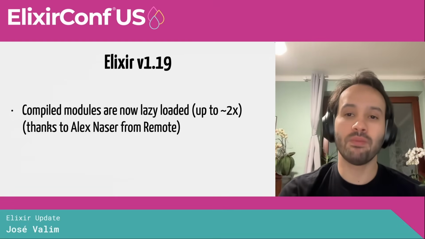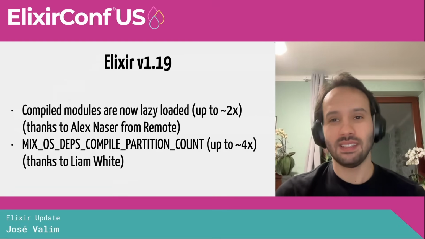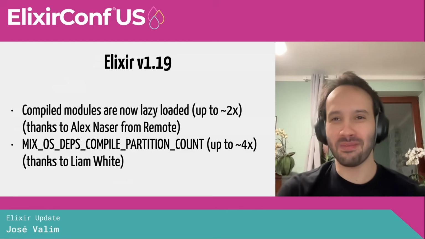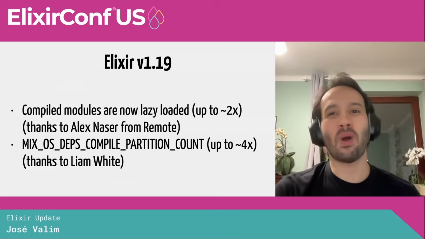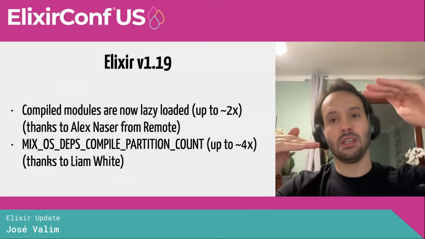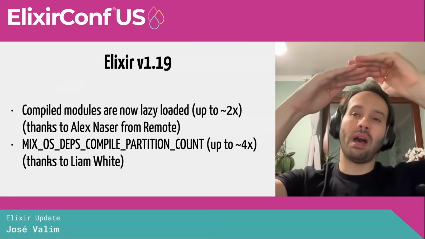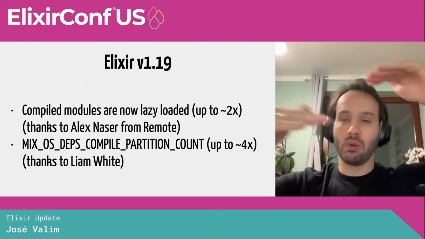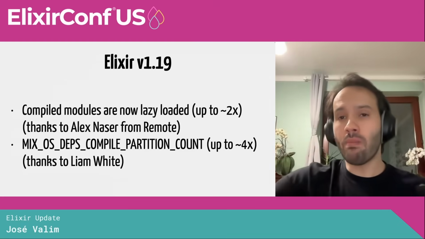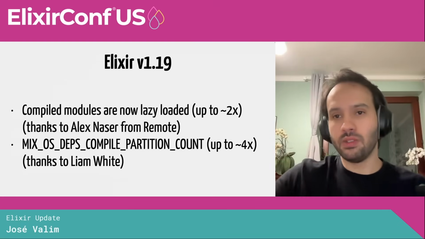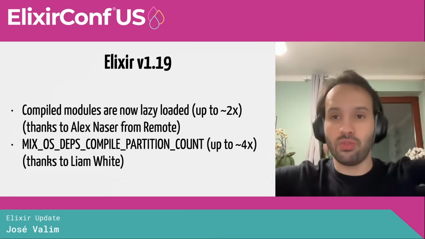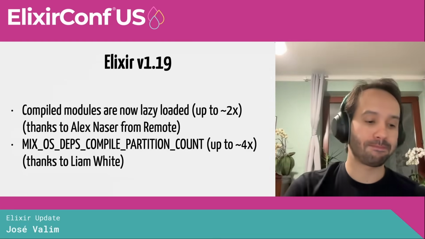And another big improvement coming in Elixir 1.19 is that we introduced this very clearly named environment variable called MIX_OS_DEPS_COMPILE_PARTITION_COUNT. The idea here is that we did not compile dependencies in parallel, we compiled one after the other. The idea is that if we compile files in parallel, there's no need to compile dependencies in parallel, because each dependency is supposed to use all cores.